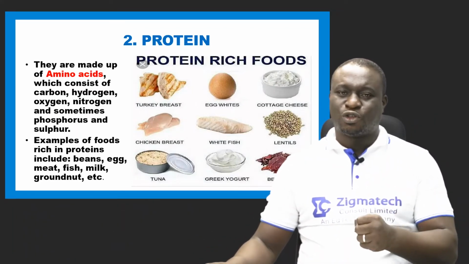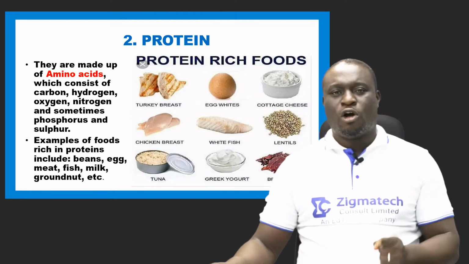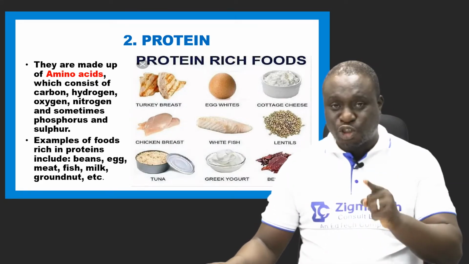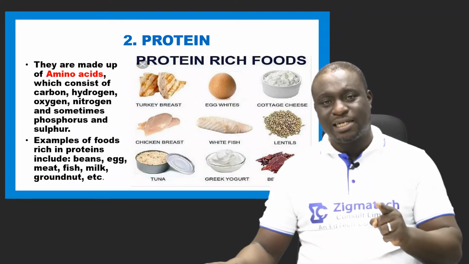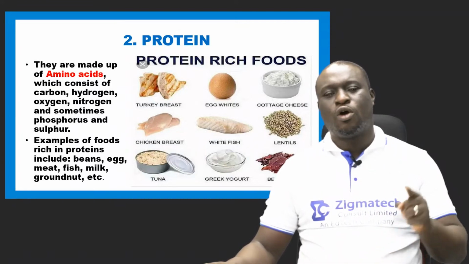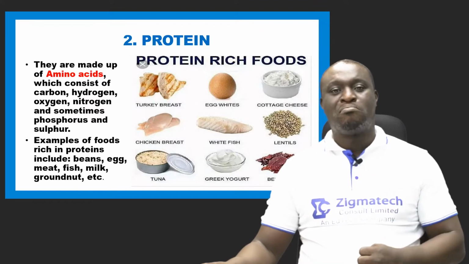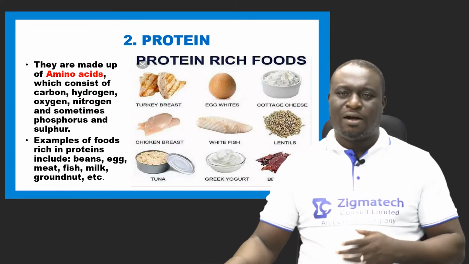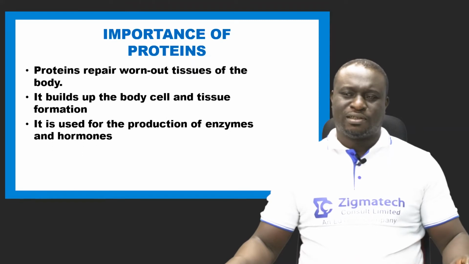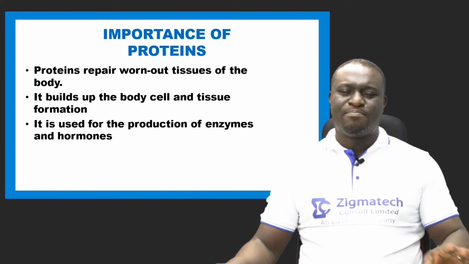Now, please take note, deficiency of protein in your diet can lead to what we call kwashiorkor. It can lead to kwashiorkor as well as marasmus. Okay? Now, look at some of the importance of proteins. We're looking at three importance of proteins.